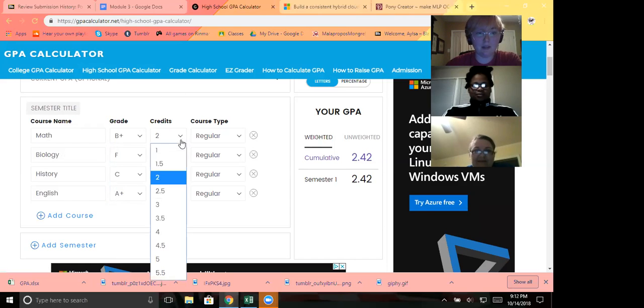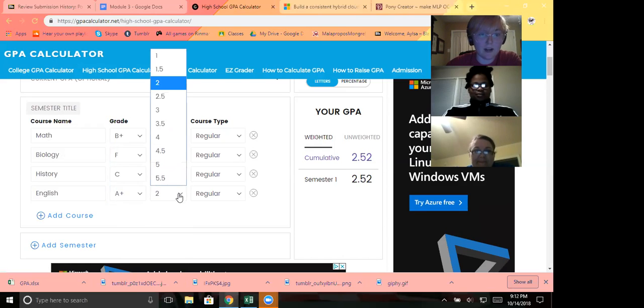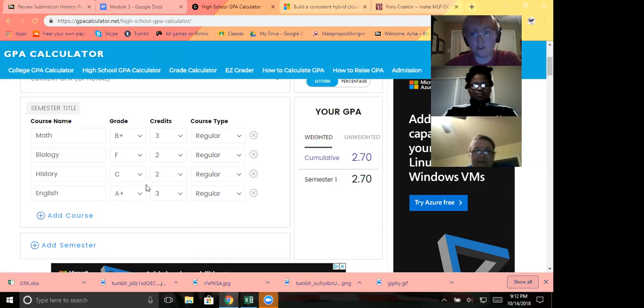And the credits for math, they're going to be a bit weightier. Math and English are going to be weightier than the other two. And these are just very common classes, not going to have any extracurriculars. This is just a straightforward, unrealistic high school schedule. And we're not going to even worry about that.